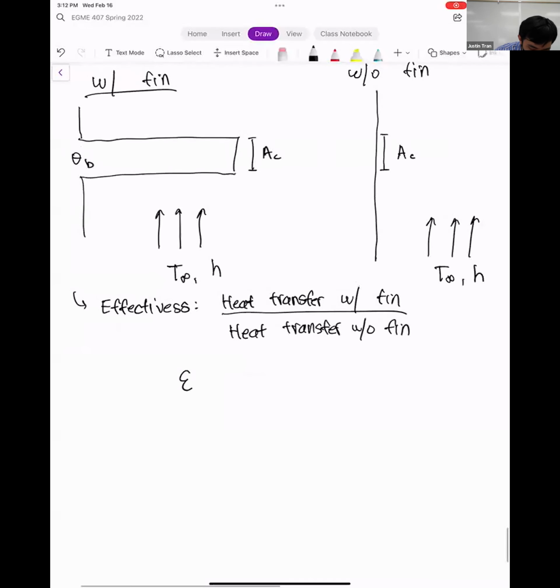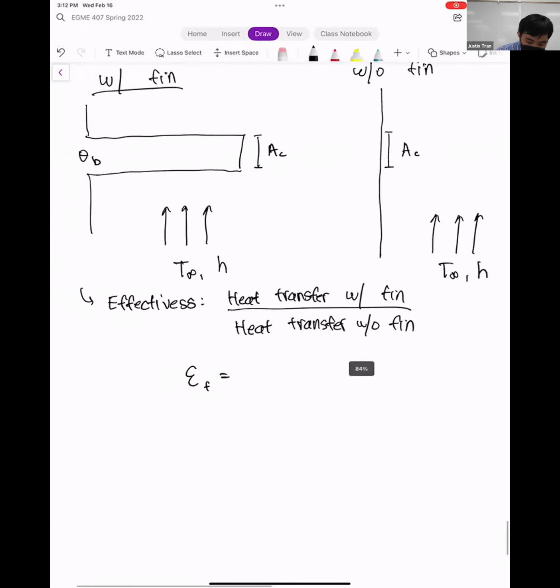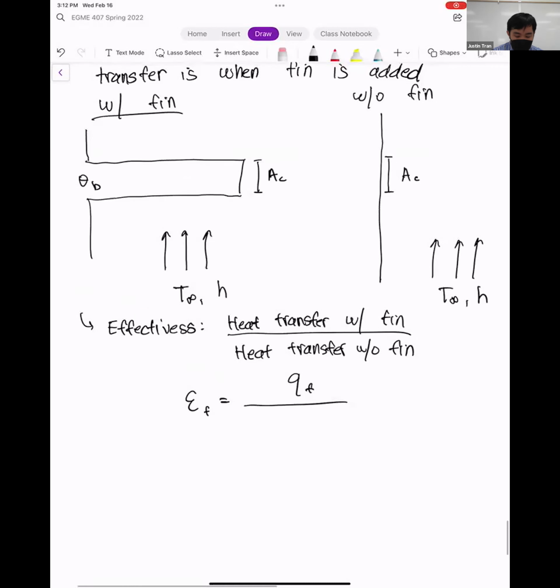And so the way that we define this in terms of equations is that we have in the numerator Q_F, where Q_F is the total amount of heat transfer from the fin, which we defined at the very end of class last time. And then we're going to divide it by the amount of heat transfer from this small slab right here. And to compute the amount of heat transfer from this, we're going to use Newton's law of cooling.